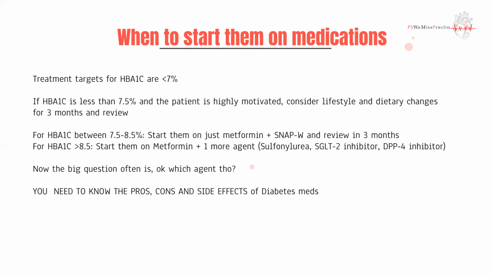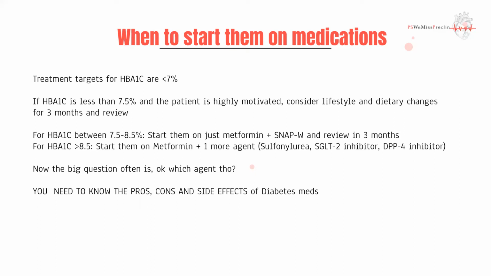If their HbA1c is between 7.5 and 8.5, this is when you'd usually start them on one medication, and at the same point, still push that SNAP-W and review them in 3 months. However, if they have really bad disease at presentation, so an HbA1c greater than 8.5, you would like to start them on metformin, which is the first agent we almost always put all patients on, and then add one more agent.